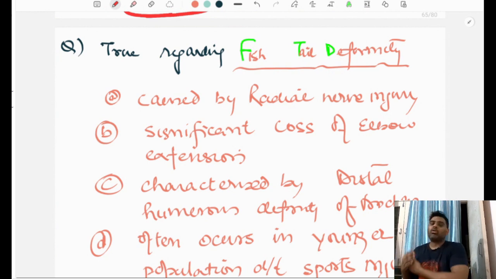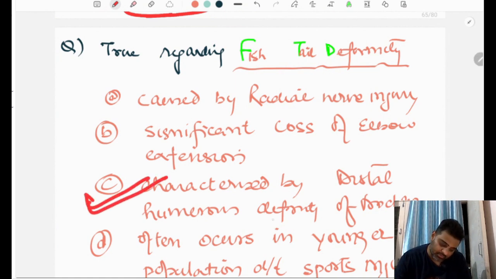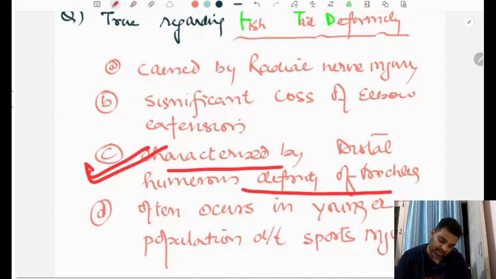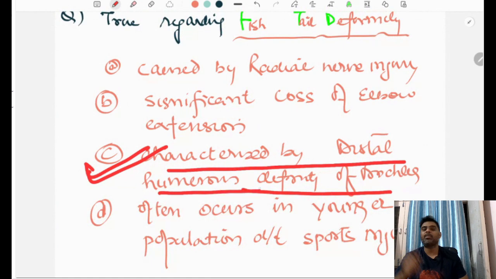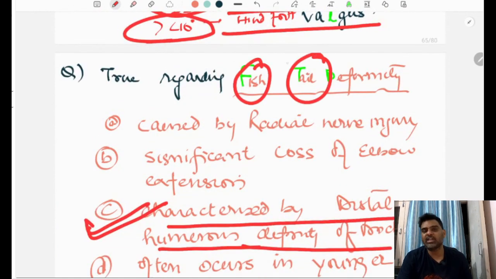So if this trochlea is not ossified, or if after ossification it is reabsorbed, that is known as fishtail deformity. So the answer is, it is characterized by distal humerus deformity of the trochlea, because trochlea is a part of the distal humerus. Please remember this. What happens is that the trochlea is either not formed, or if it is formed, it is reabsorbed.